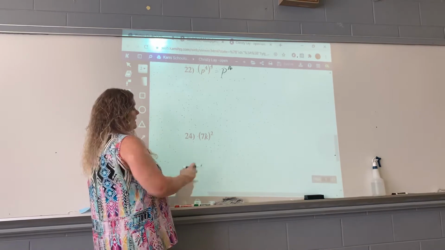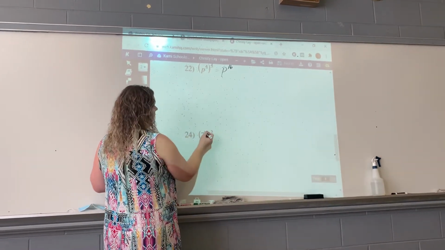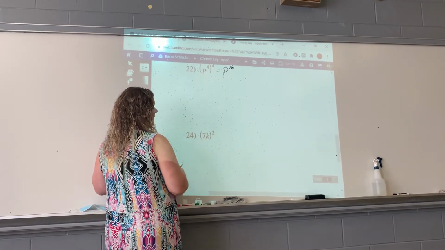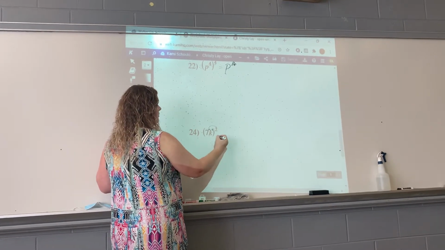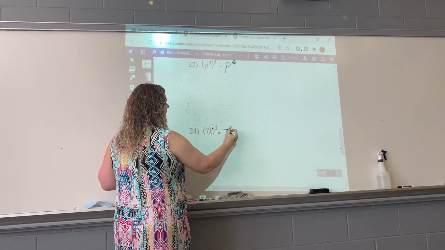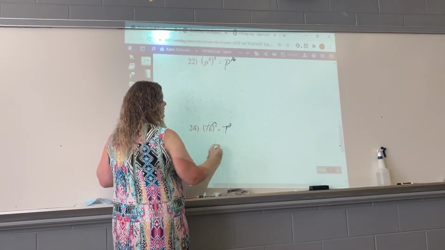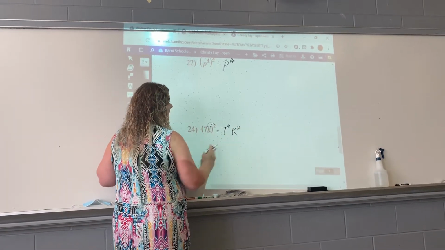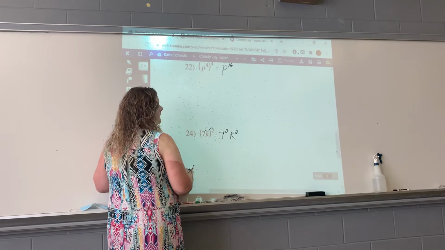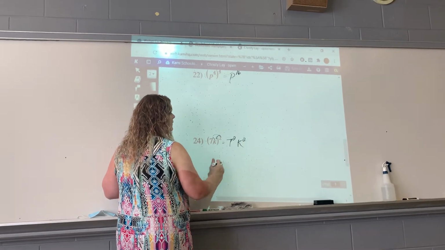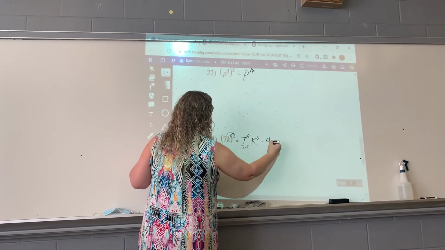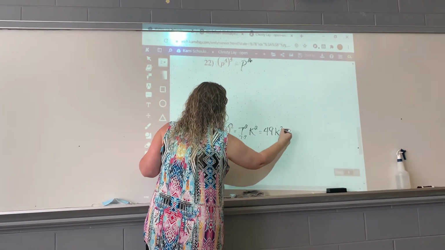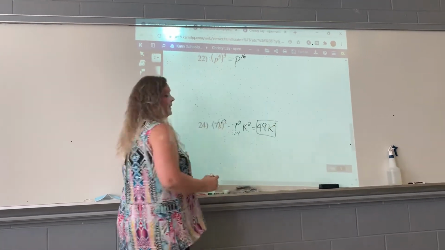All right, 7k squared. Remember, both of these have a 1 here. So I'm multiplying the powers together. 1 times 2 is 2. So this becomes 7 to the 2nd power. 1 times 2 is 2, so it becomes k to the 2nd power, or k squared. 7 squared would be 49. 7 times 7 is 49. So the answer for this problem would be 49k to the 2nd power, or 49k squared.